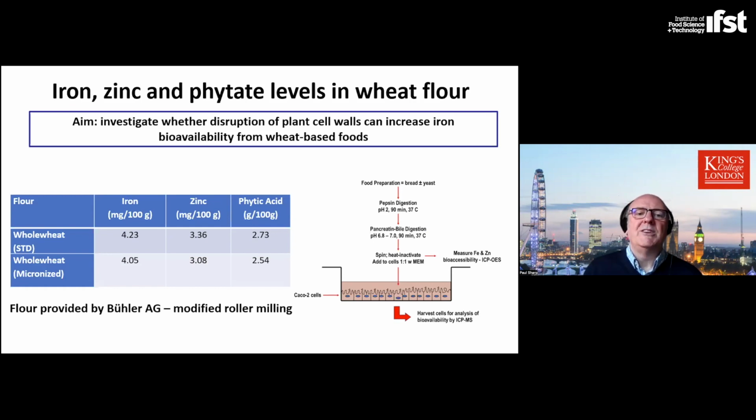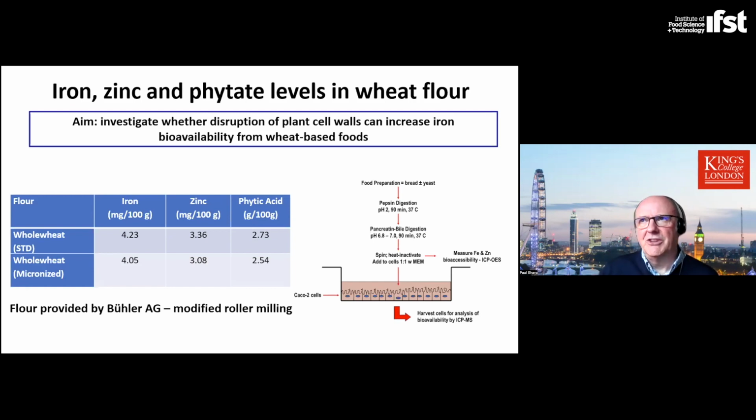And in the table, what you can see is, regardless of the processing technique, whether we've gone through standard milling or micro milling, then we're not losing any nutrients. So we can see that the iron, zinc, and phytic acid content of those 2 flours is pretty comparable. We're not losing any nutrient as a result of the differential processing methods. What we can do from there is we can bake bread.